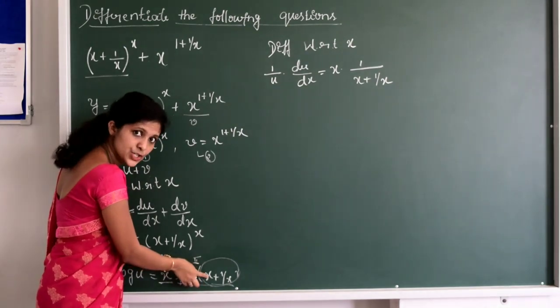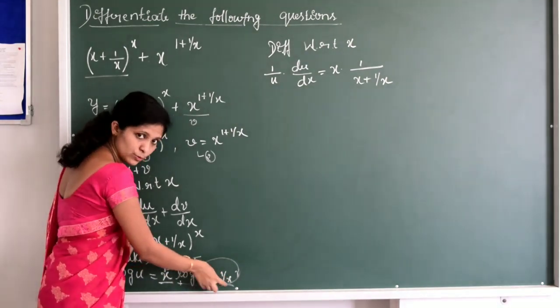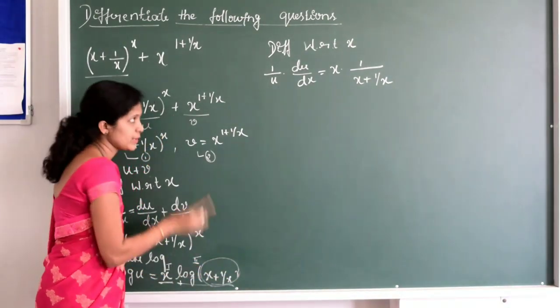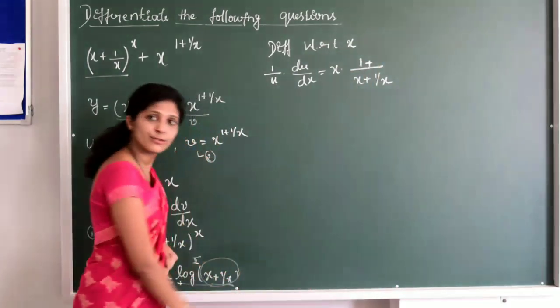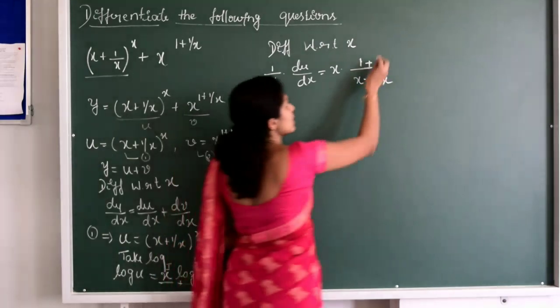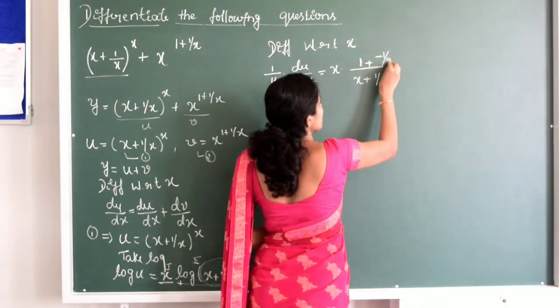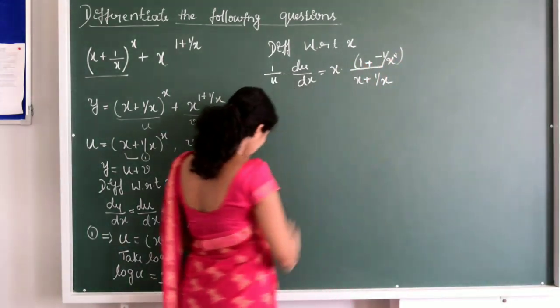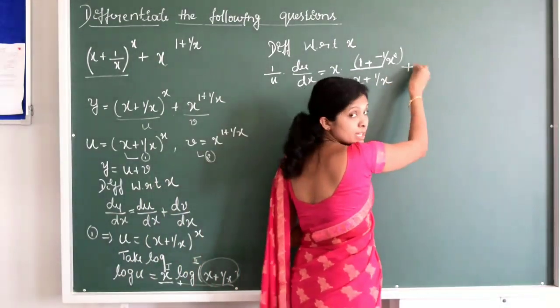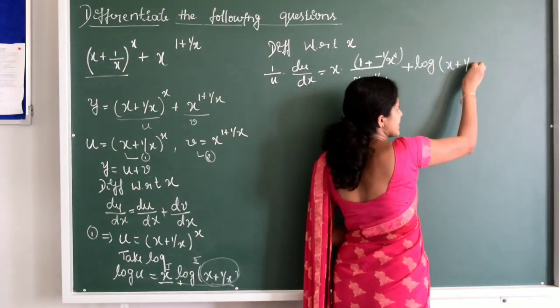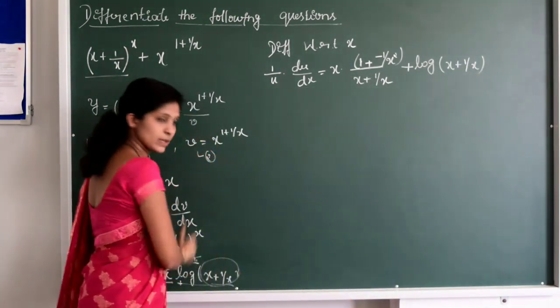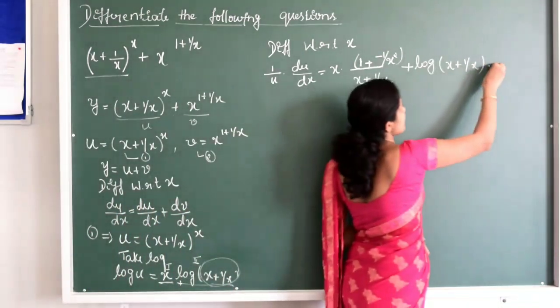Now you have to differentiate x plus 1 by x. Don't forget to differentiate this one. So derivative of x will be 1, plus derivative of 1 by x is minus 1 by x square. So this is minus 1 by x square. So this is now remaining, plus log of (x plus 1 by x) as it is, and derivative of x will be equal to 1. We will simplify this one.